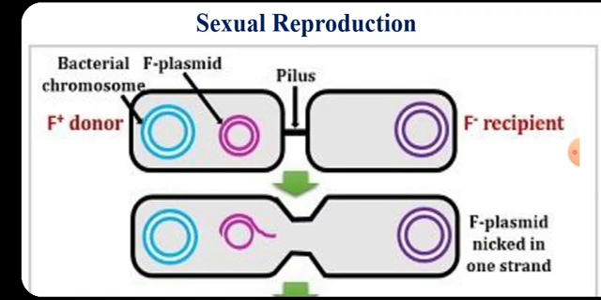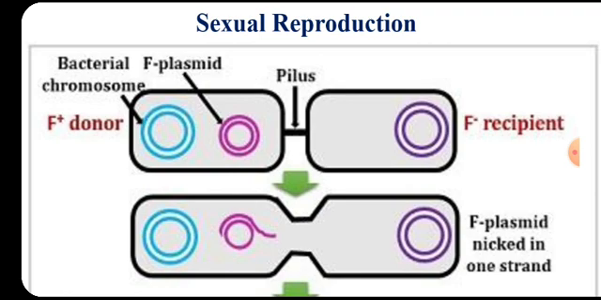So this donor cell comes in contact with the recipient cell towards the right hand side. It is a recipient cell which is called F minus. Why is it called F minus? It can be seen in the figure. There is absence of F plasmid.